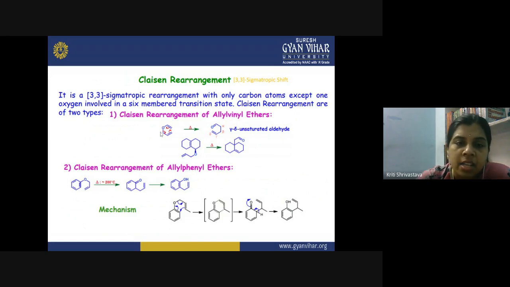Like you can see, this sigma bond between the carbon and hydrogen is simply moving to this position. Nothing else has taken place, rather only the shifting of the sigma bond. And if you number the carbon atoms like this 1, 2, 3, and 1, 2, 3, from the first position to the third position, the bond shifts from 1,1 to 3,3 position. So you call it a 3,3 sigmatropic rearrangement. And here only carbon atoms except one oxygen are involved in the six-membered transition state.